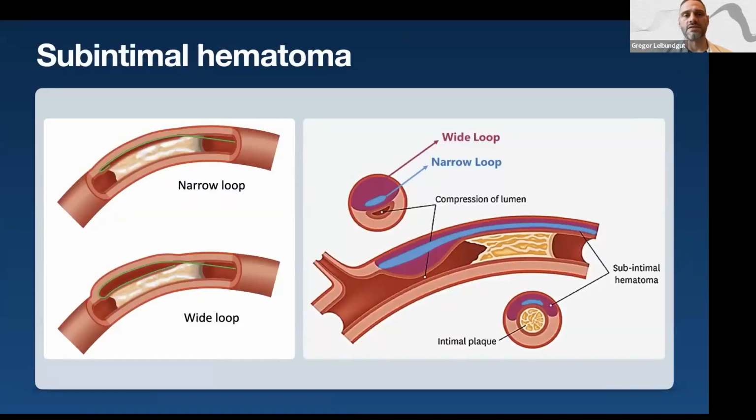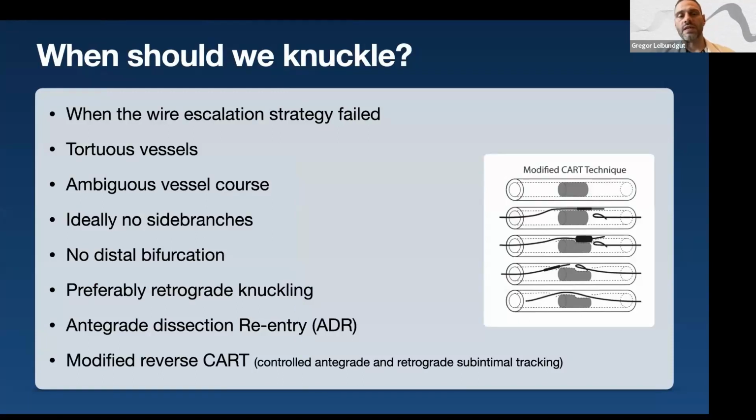Subintimal hematoma is a function of the knuckle size. When you have narrow loops on top left, you can have small subintimal hematoma. And when you have wider loops, you have sometimes huge subintimal hematomas, which then can fill up with blood from proximally if you don't take care and if you don't block the inflow, and then actually close your distal vessel, and re-entry can be difficult until even impossible at all.